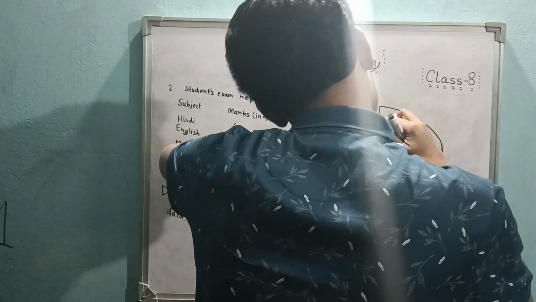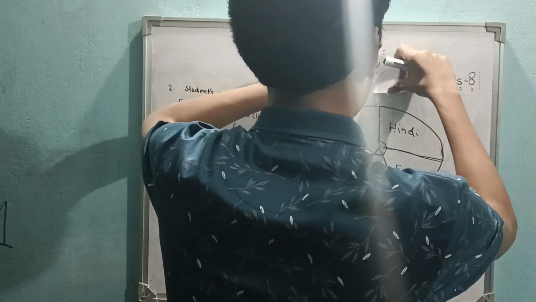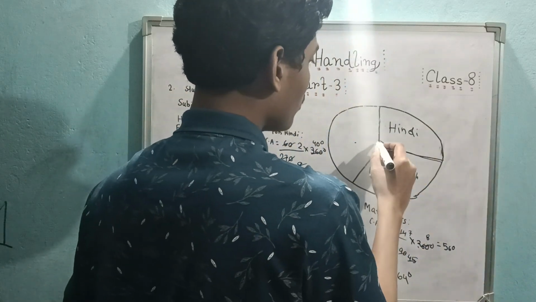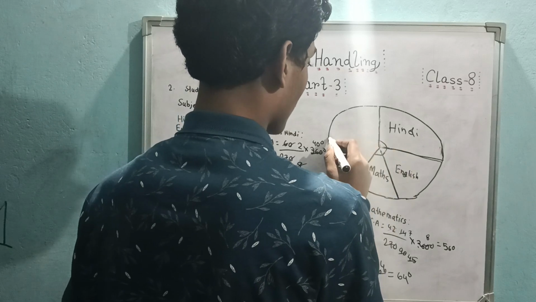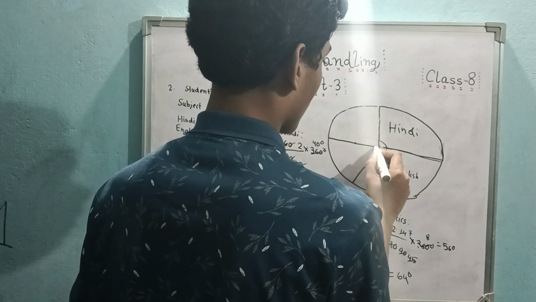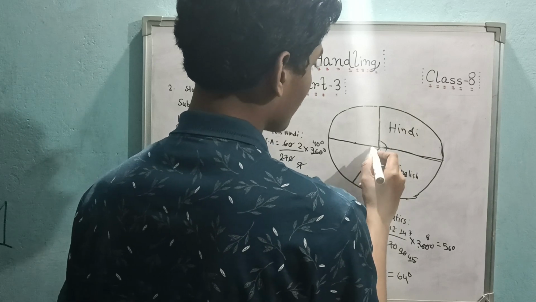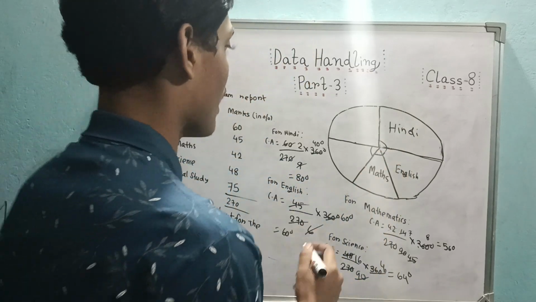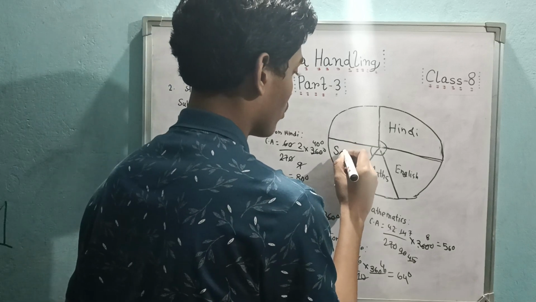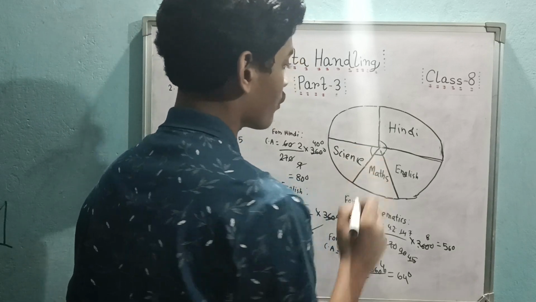It's here. See? This is 64 degree. You know how to use the protractor, I hope. So then from the center draw a straight line. That 64 degree angle we obtained is for science. So here you go. Now the last and most interesting part.